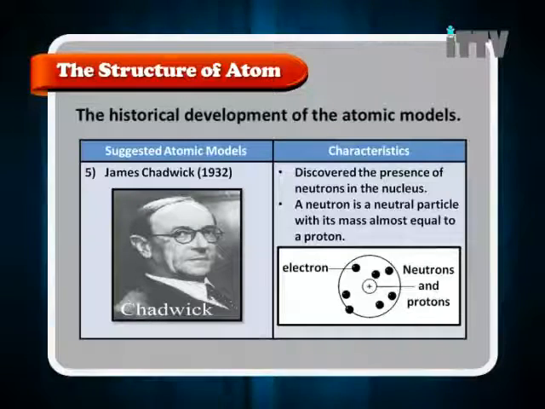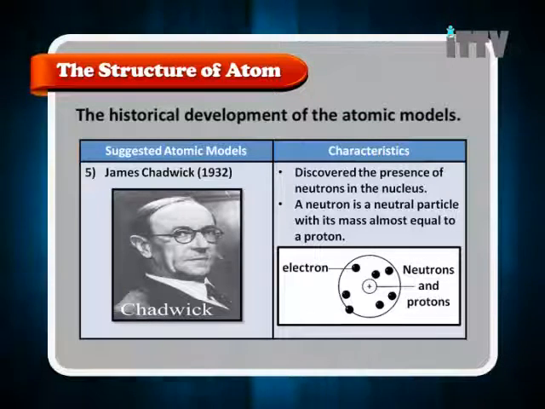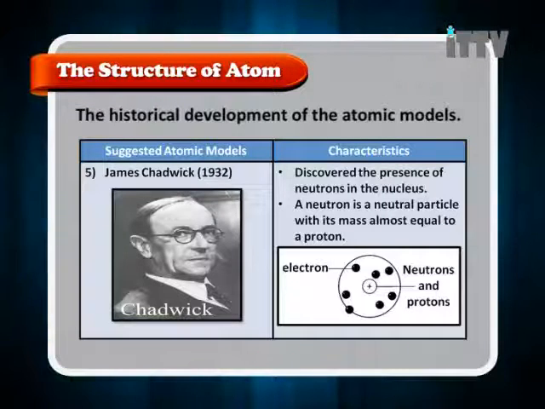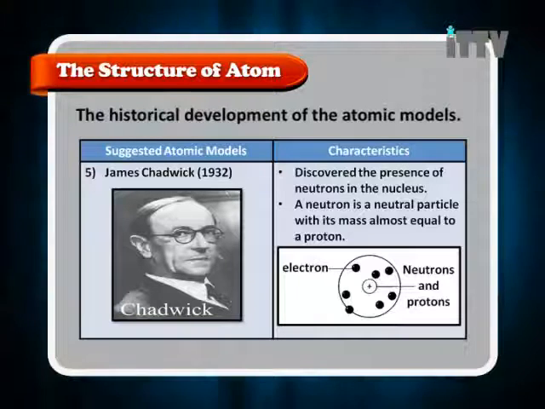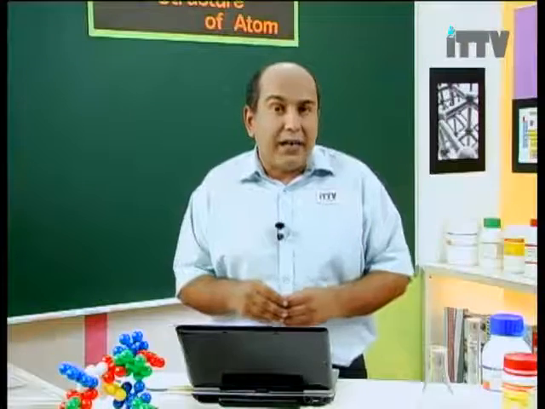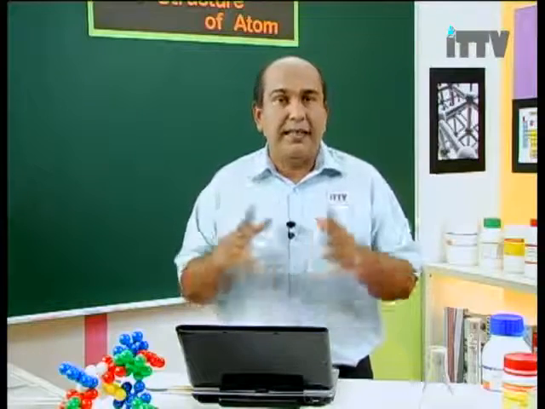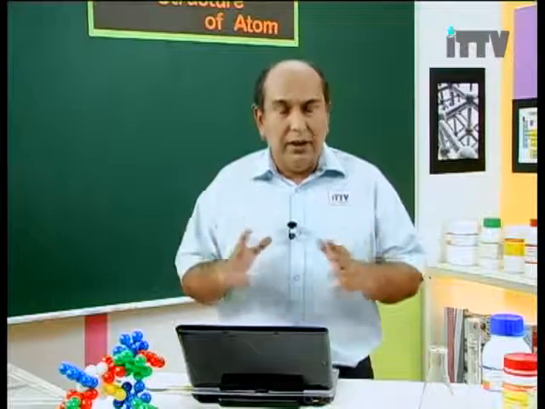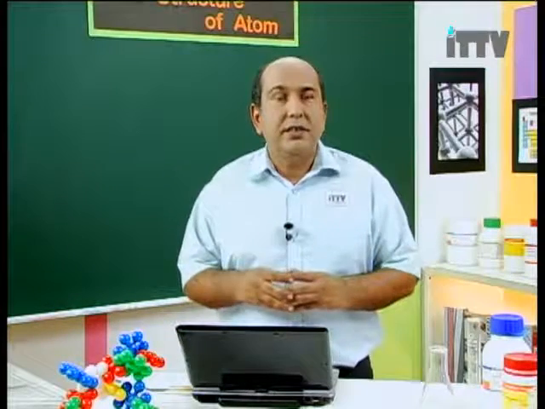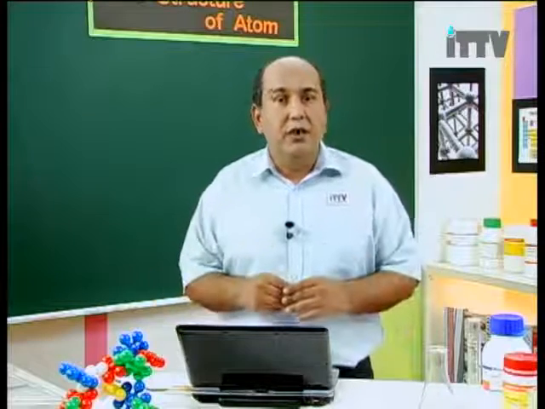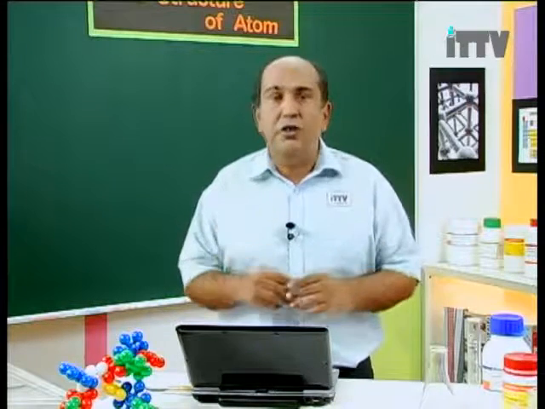James Chadwick, 1932, discovered the presence of neutrons in the nucleus. A neutron is a neutral particle with its mass almost equal to a proton. So now we get the final part of our atomic model. That is the neutron. So the key things in an atomic model is we have a nucleus which is positively charged and contains neutrons, and around the nucleus in shells, orbits, we have the electrons moving around.